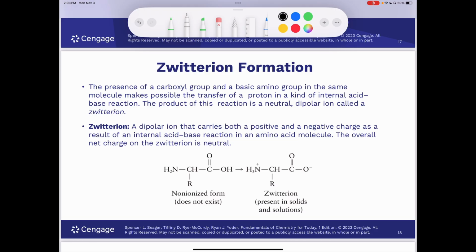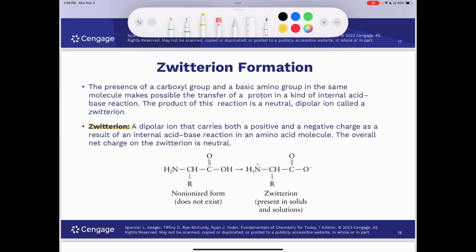The presence of a carboxyl group and a basic amino group in the same molecule makes possible the transfer of a proton. In a kind of internal acid-base reaction, the product of this reaction is a neutral dipolar ion called a zwitterion. So the definition is here. A zwitterion is a dipolar ion that carries both a positive and negative charge.